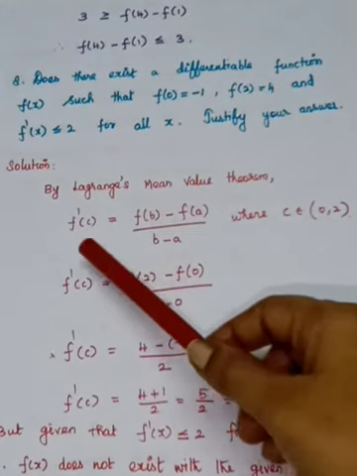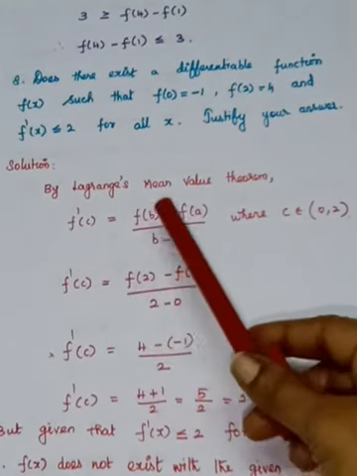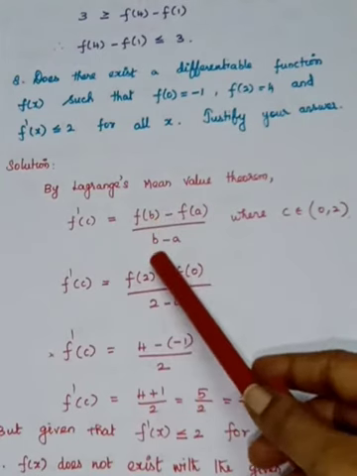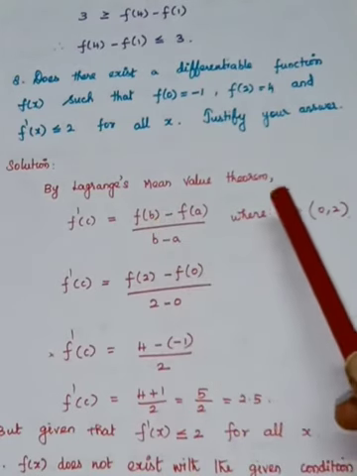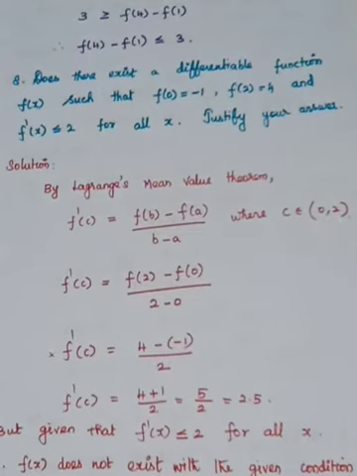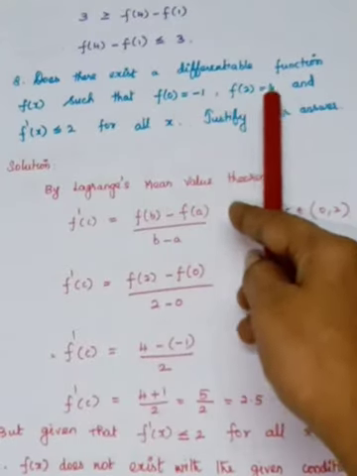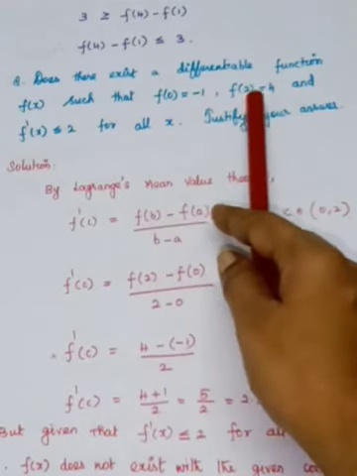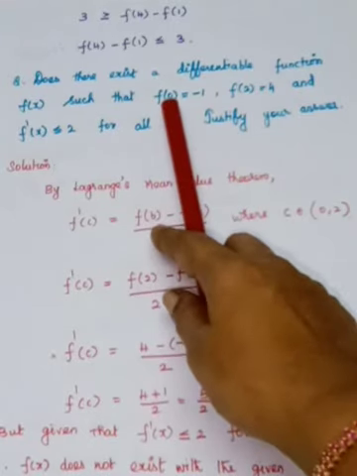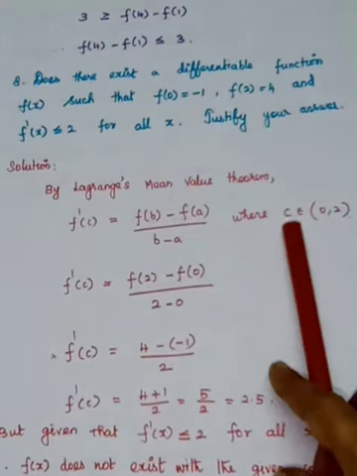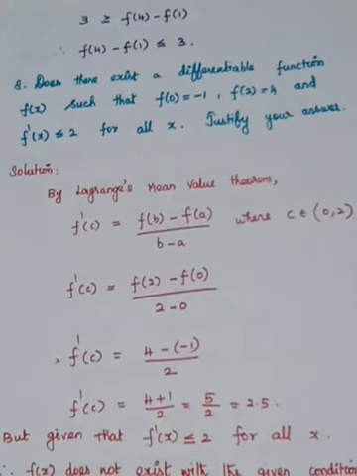Okay, so we'll go for f dash of c is equal to f of b minus f of a divided by b minus a, where c belongs to the open interval 0 comma 2, because f of 0 is minus 1 and f of 2 is equal to 4. So the lower end is 0 and the upper end is 2. So c belongs to the open interval 0 comma 2.